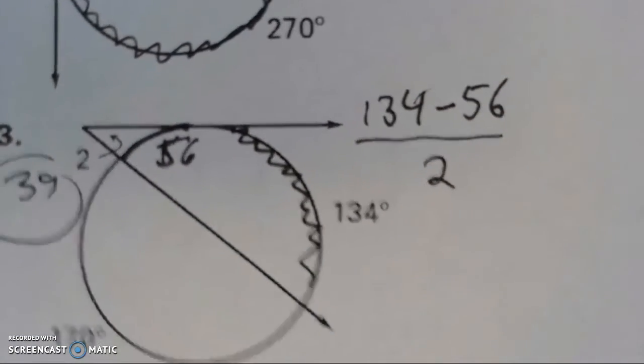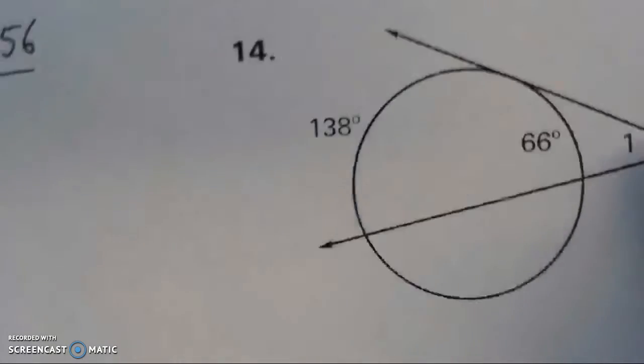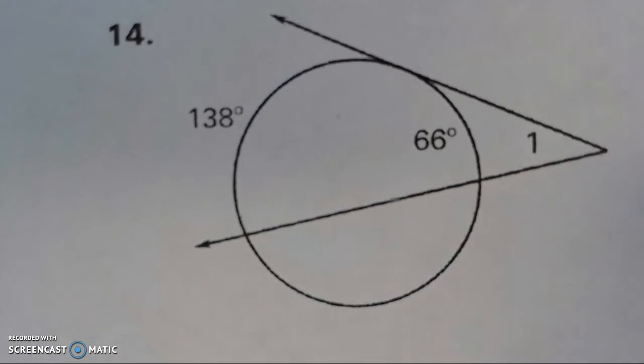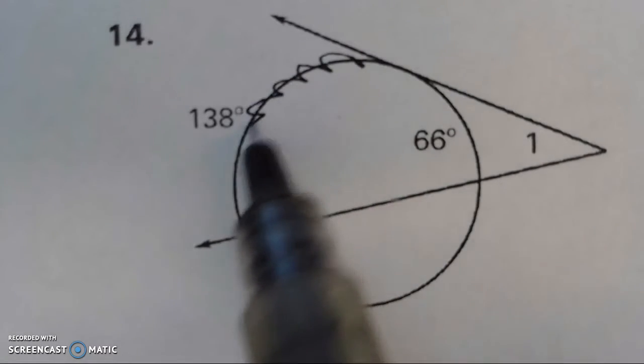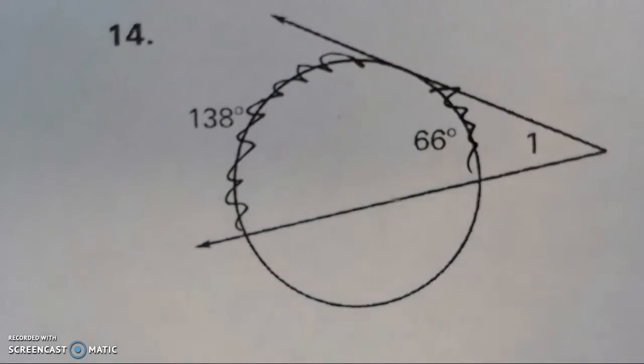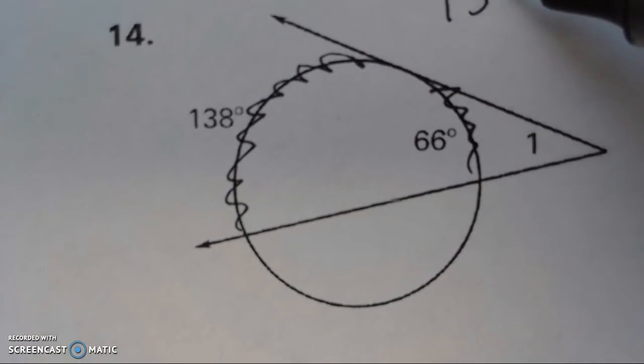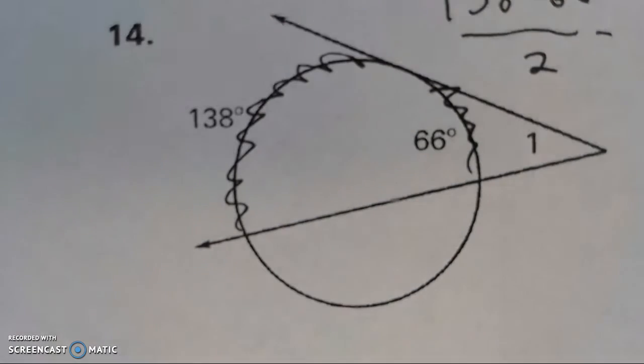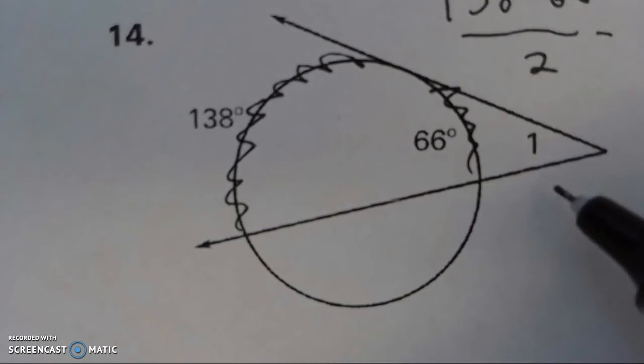All right, 14. Where is the angle? Notice I'm asking that question every time. Where is the angle? It's on the outside. So I take my two captured arcs, subtract them, and divide by 2. 138 minus 66 divided by 2. So in this case, 138 minus 66 is 72 divided by 2. The last time I checked was 36.